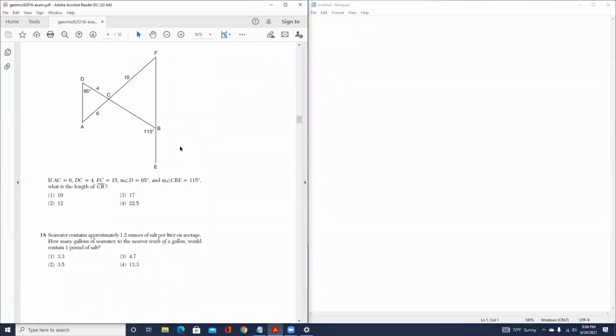Moving on to question 18. Seawater contains approximately 1.2 ounces of salt per liter on average. How many gallons of seawater to the nearest tenth of a gallon would contain 1 pound of salt? So this is probably my favorite type of question in all of mathematics because it uses my favorite skill, which is dimensional analysis. For those of you that go on to take chemistry and physics, dimensional analysis is greatly important. If you know how to do dimensional analysis correctly, it makes solving questions so much easier.